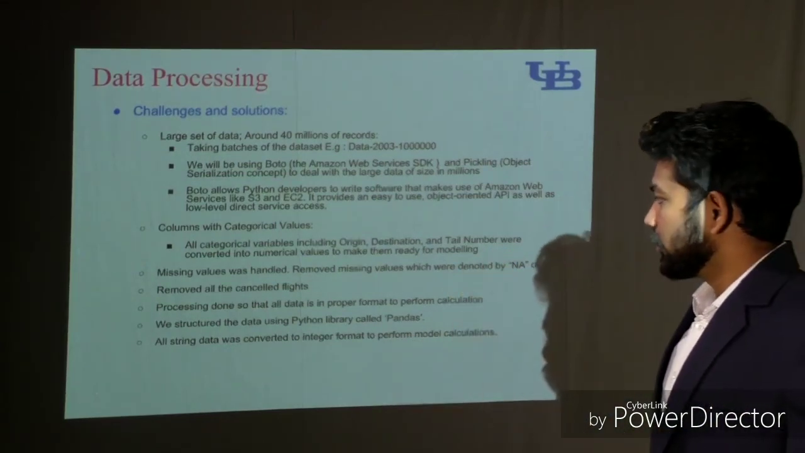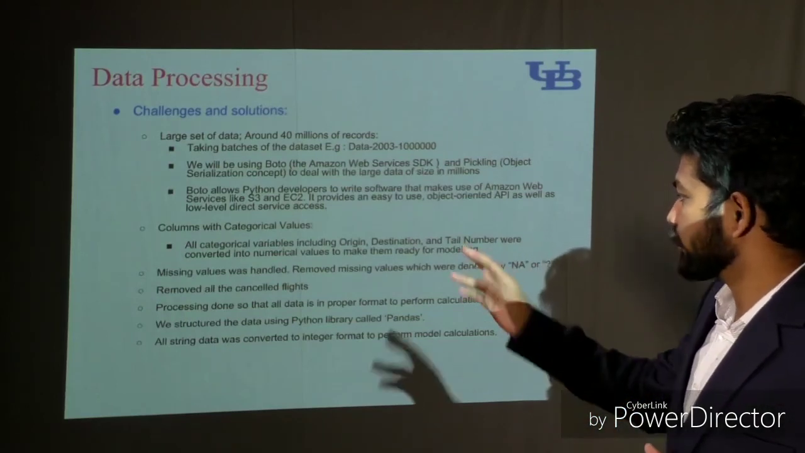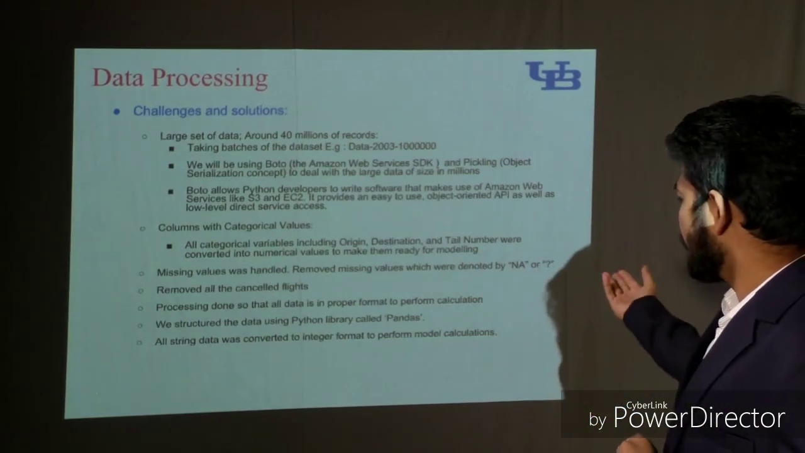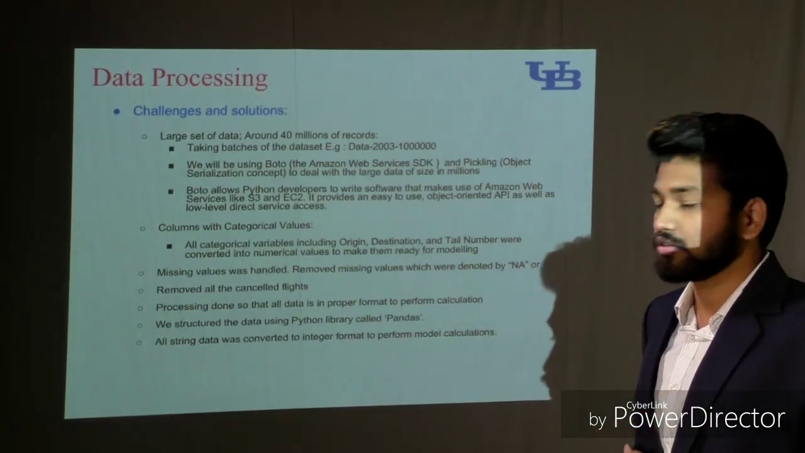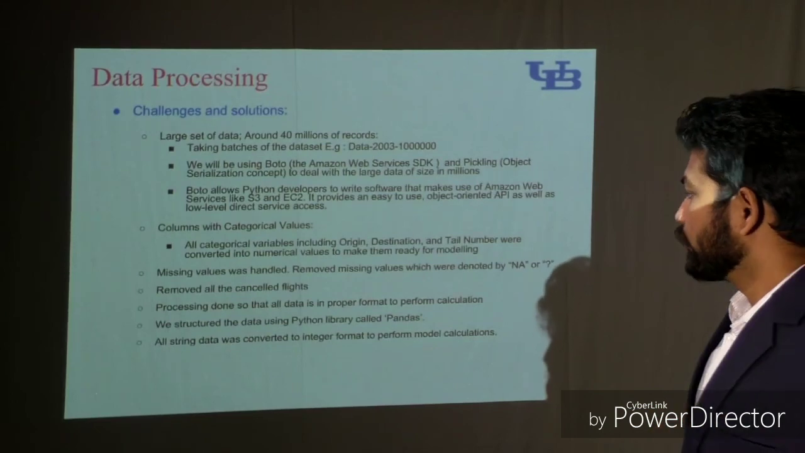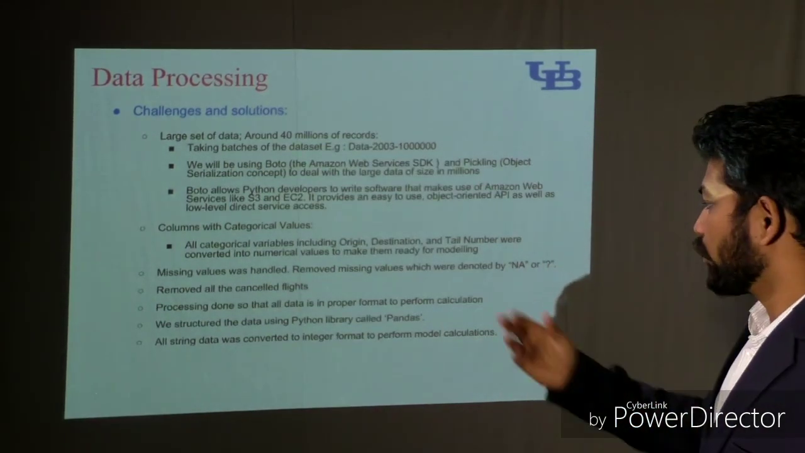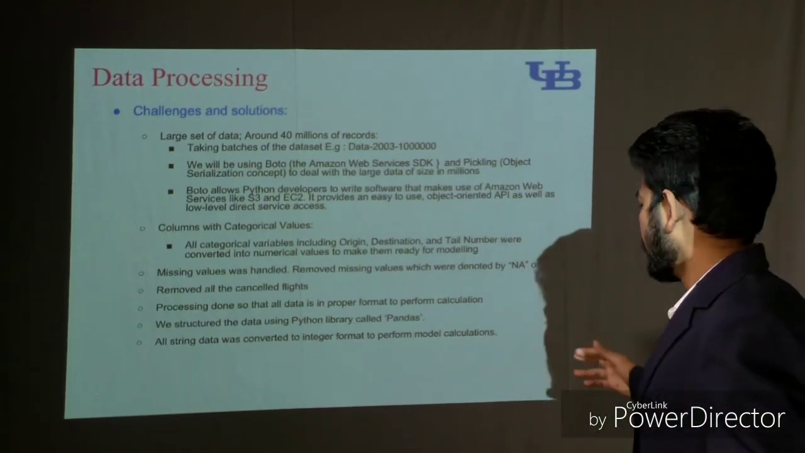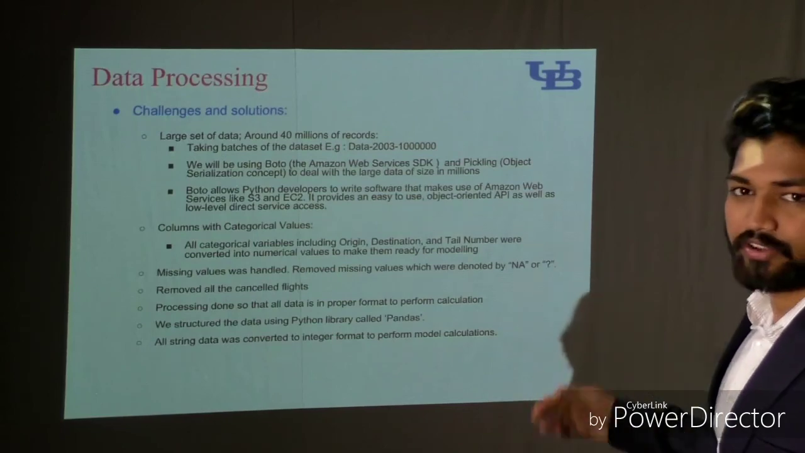And then we removed the records which had missing values like NA or question mark. We have also removed all the cancelled flights, because the cancelled flights won't matter and they will be irrelevant to our model. We have structured all this data using Python's pandas library, and we have also converted all the string values into integers, so that we can make the data ready for the model calculations.